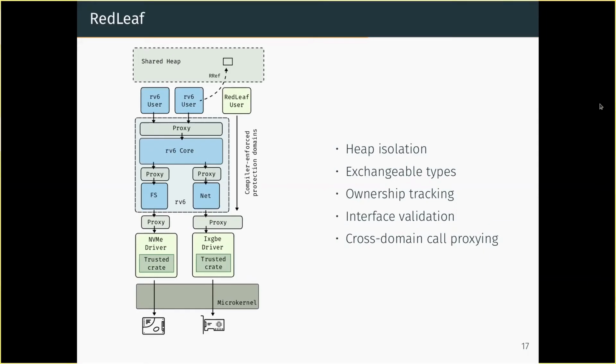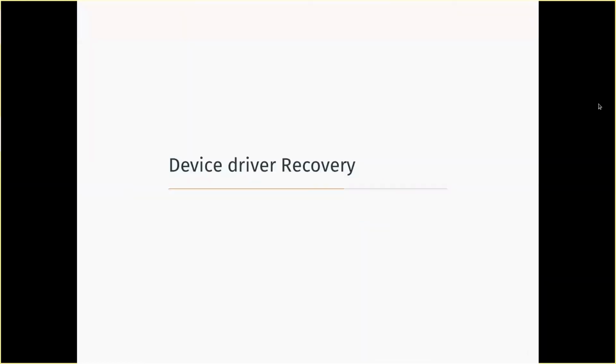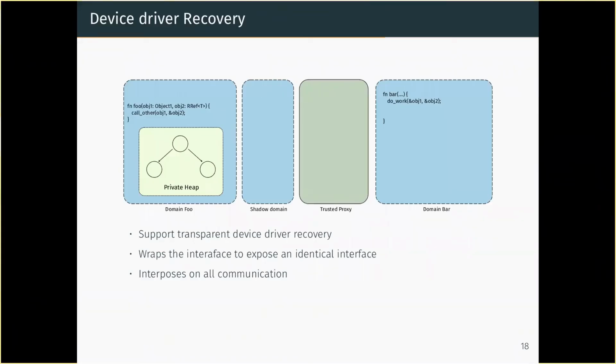Using this, we also built a POSIX interface of an operating system called RV6, which is based on UNIX version 6. This isolation would enable us to implement other powerful mechanisms like device driver recovery. Lightweight isolation mechanisms and clean domain interfaces allow us to implement transparent device recovery with shadow drivers. Similar to proxy objects, the shadow driver wraps the interface of the device driver and exposes an identical interface. Proxies are relatively simple and can be generated from the IDL definition, but the shadow driver is intelligent as it implements a driver-specific protocol. The shadow driver interposes on all communication with the driver.